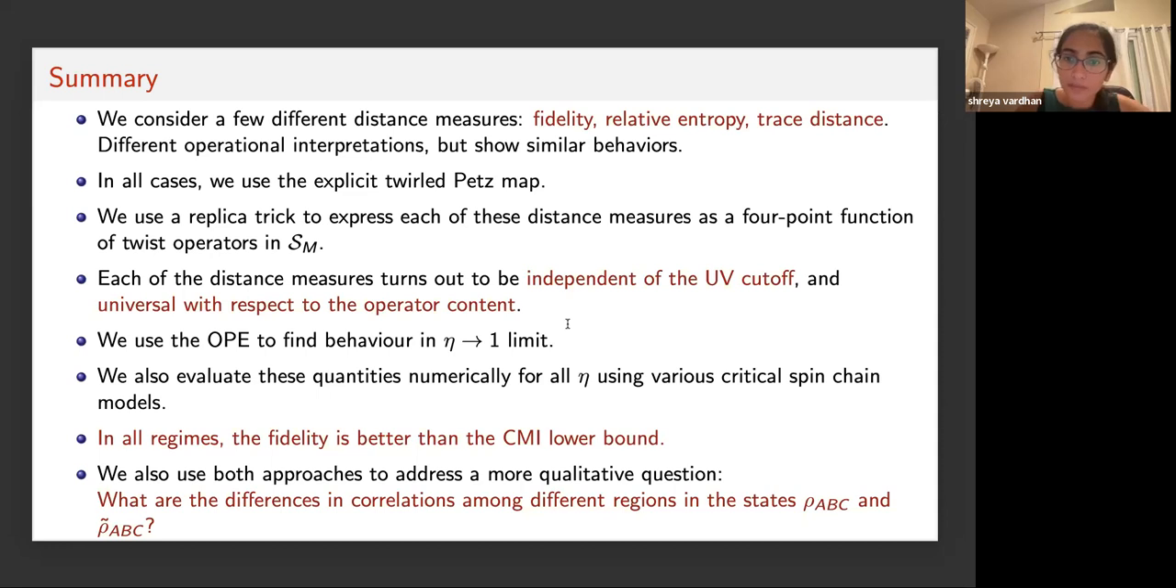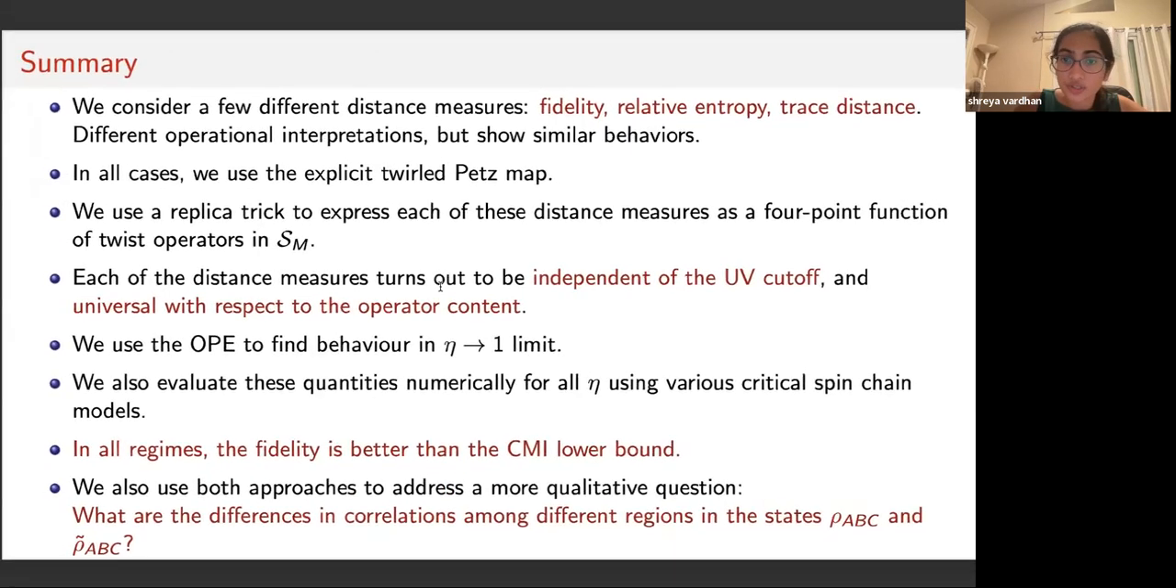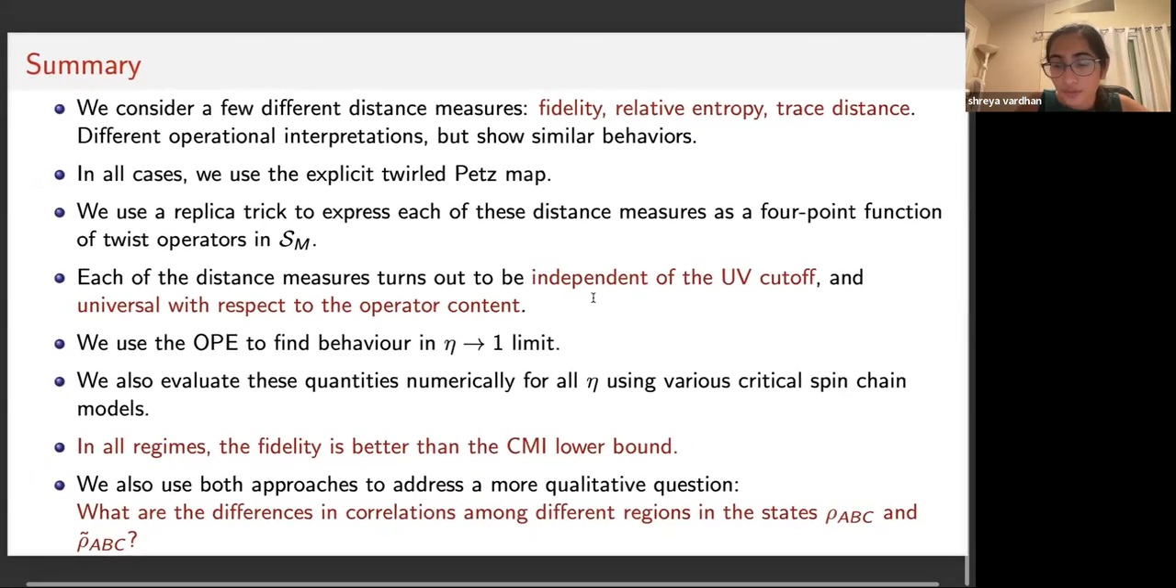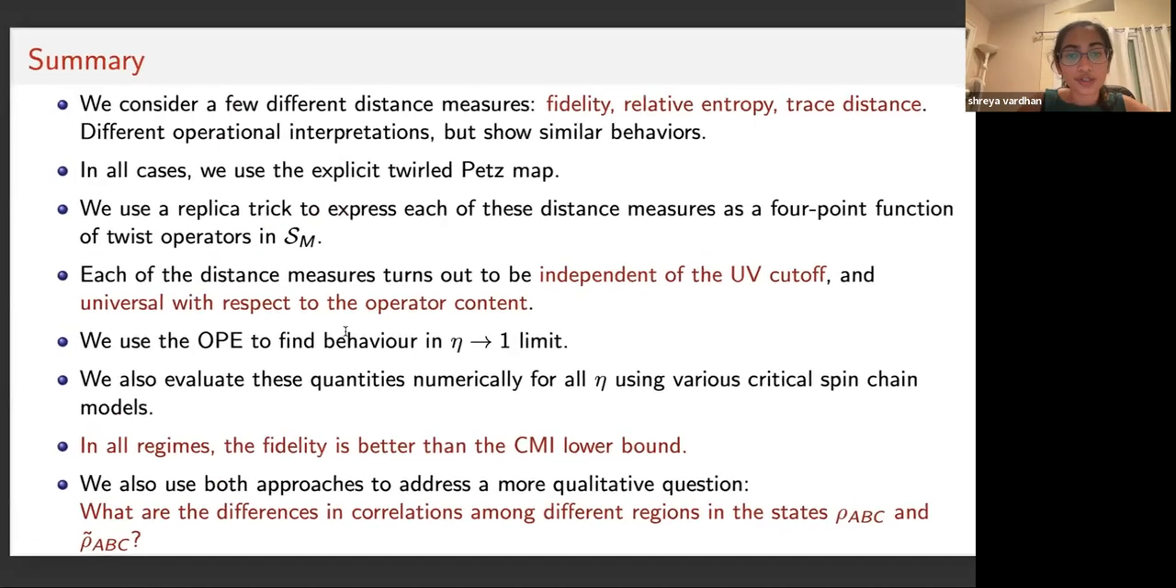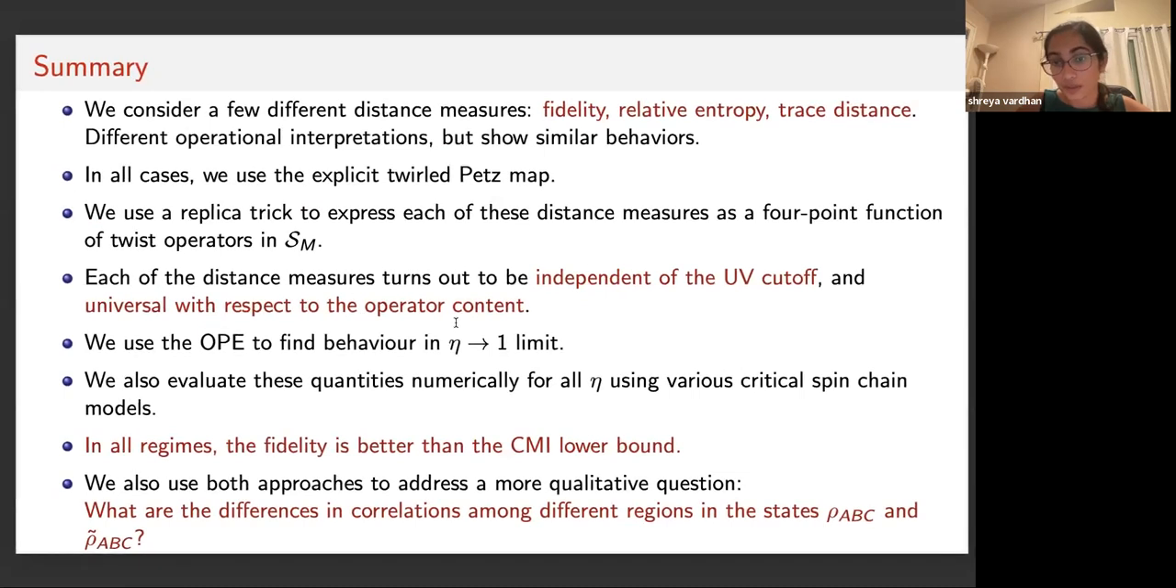And one of the main results is that each of these distance measures will turn out to be independent of the UV cutoff, unlike, for instance, the expression for the entanglement entropy that I wrote on the previous slide. And at the same time, they will also be universal with respect to the operator content of the theory. Okay, and this should be somewhat surprising because in general, a 4-point function of some primary operators in a CFT is not independent of the operator content, but it will turn out to be true for these particular quantities.